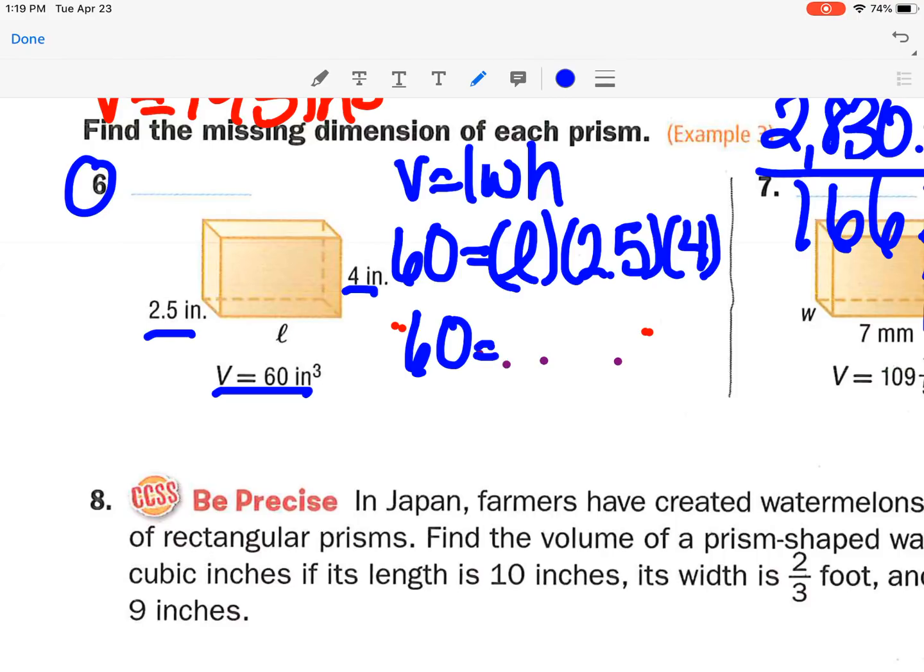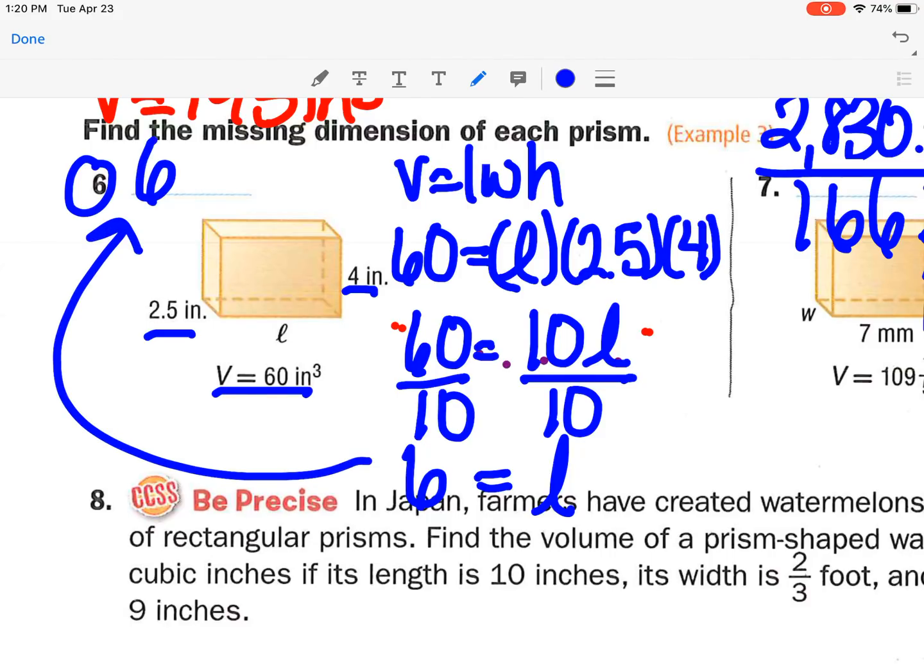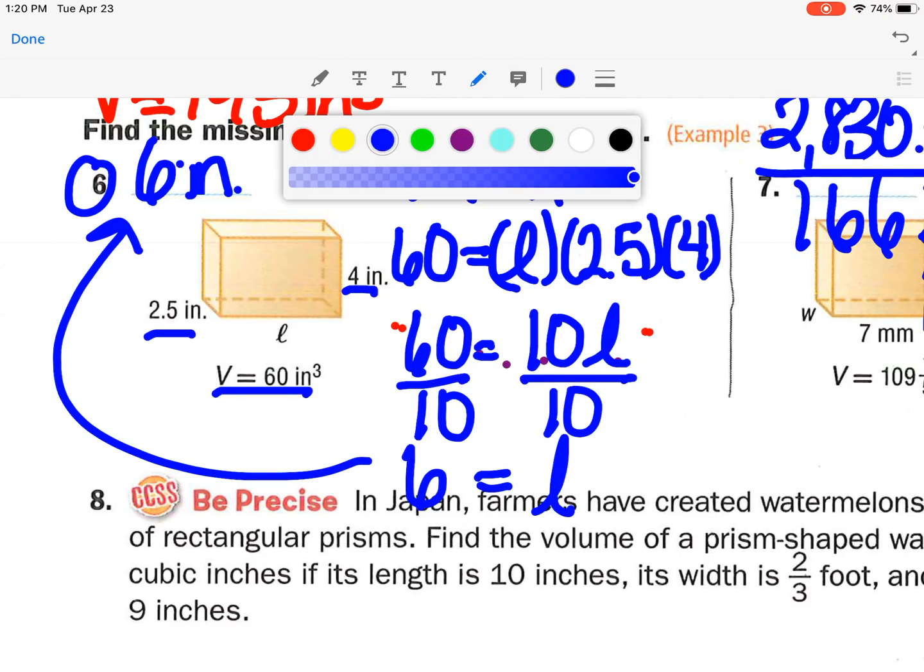So we're going to take 60 equals 2.5 times 4, which is 10, which leaves us 10L. Now, inverse operation to get the L by itself. Since we're multiplying, we're going to divide each side by 10, which means my L equals 6, and we've got to make sure we label it. So we're going to bring that up here to 6 inches. So my length is 6 inches.